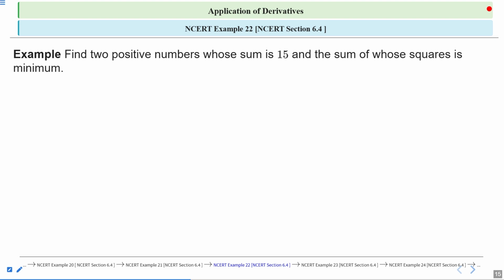You all can try to attempt. After that, we will discuss the solution part.